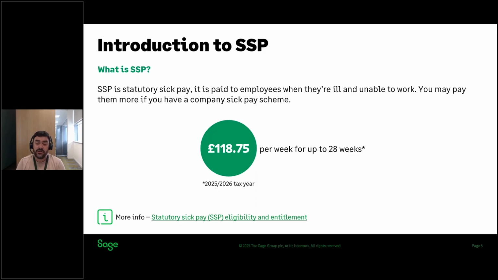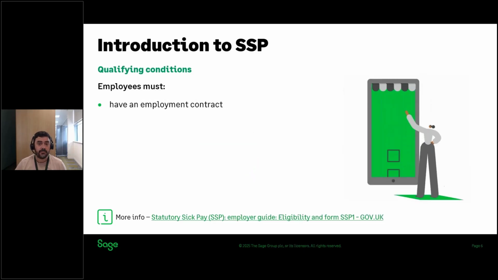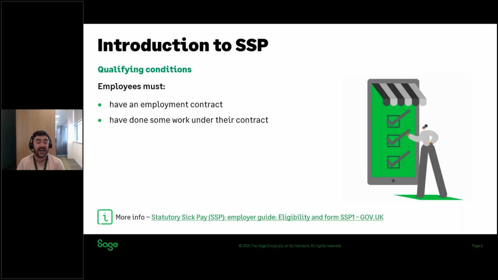We have linked to more information on eligibility and entitlement, but I'd like to run through the main qualifying conditions on the screen with you just now. To qualify for statutory sick pay, employees must have an employment contract with you and have done some work under that contract. So if they ring in sick on their first day of work and they haven't completed any work, they wouldn't meet that condition.